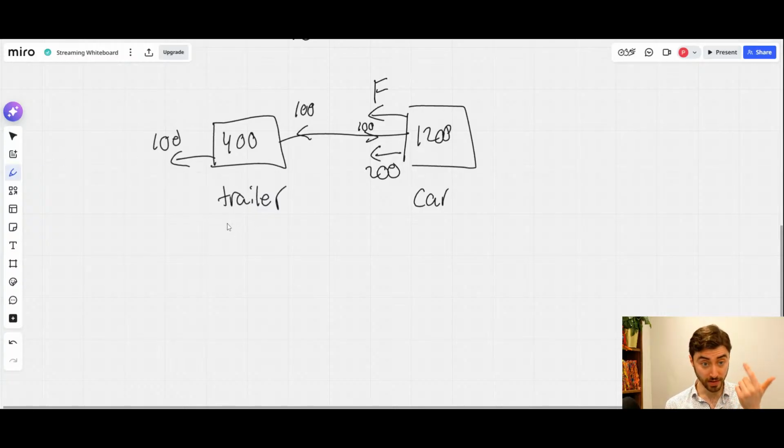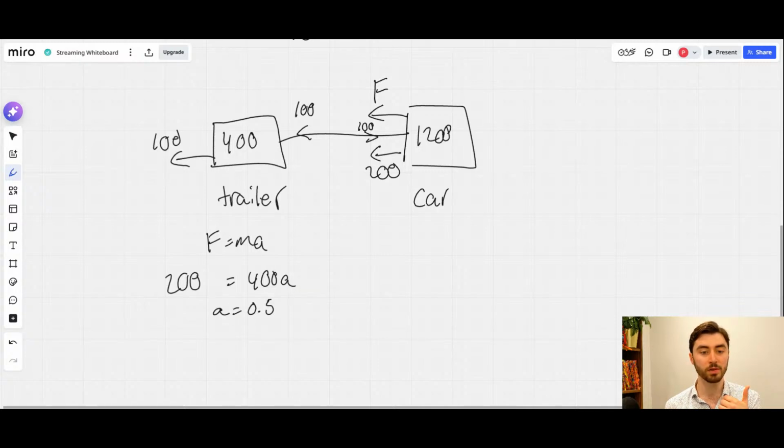And so for the trailer, we can say F equals ma, where the resultant force is going to be 200 newtons, causing the mass of 400 to accelerate, and the acceleration is then clearly 0.5 meters per second squared backwards. It's decelerating. It's moving forwards, but it's accelerating backwards in order to come to a stop. Now we can apply that to either the car or the system as a whole. I'm going to choose to use the car.